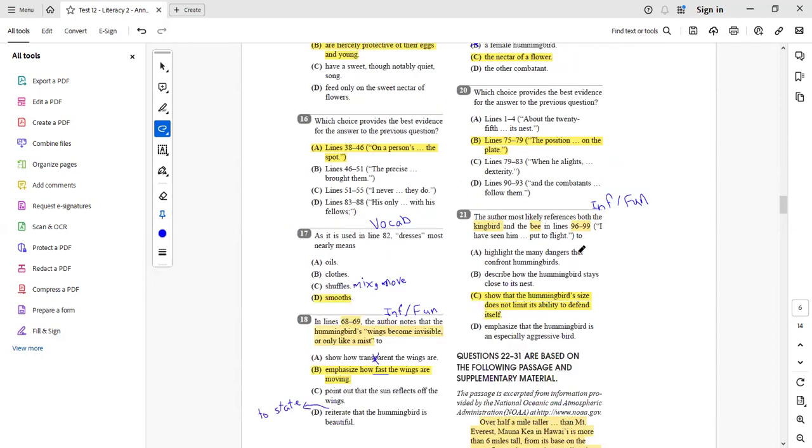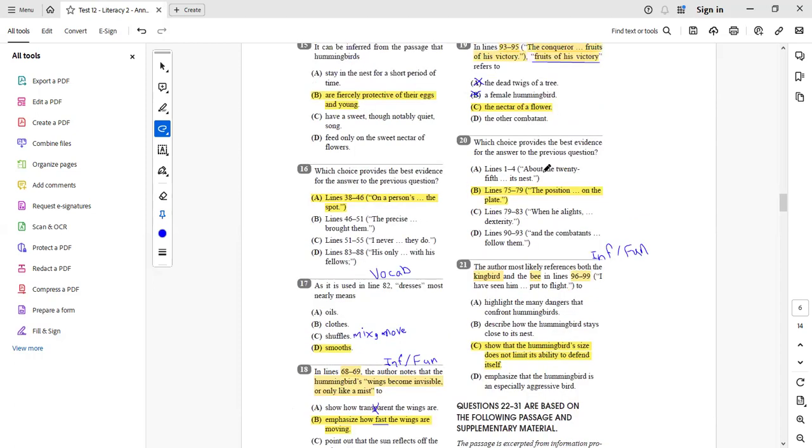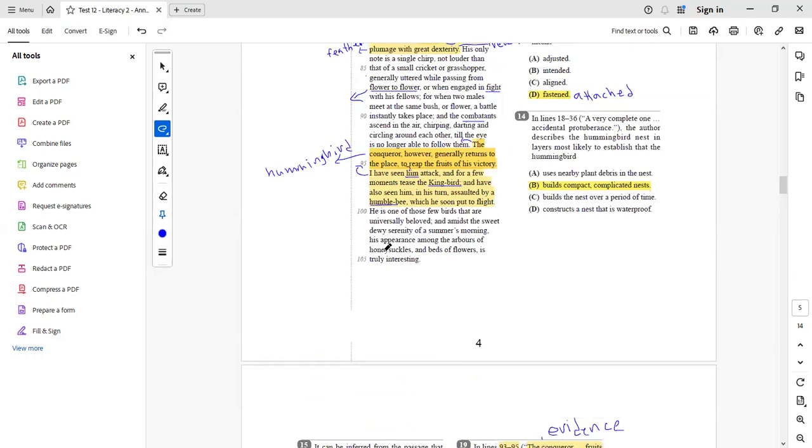Okay, question 21 was Dalia's, the inference function, straight one. The author most likely references both the kingbird and the bee in lines 96 to 99. Note that I continue in the same context: I have seen him put to flight, but the most important thing is the kingbird and the bee. Lines 96 to 99: I have seen him, of course you know who him is, he's talking about the hummingbird, return the attack and for a few moments tease the kingbird, and I have also seen him in his turn assaulted by a humblebee, which he soon put to flight.